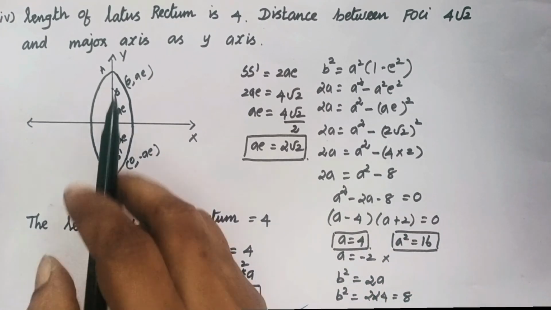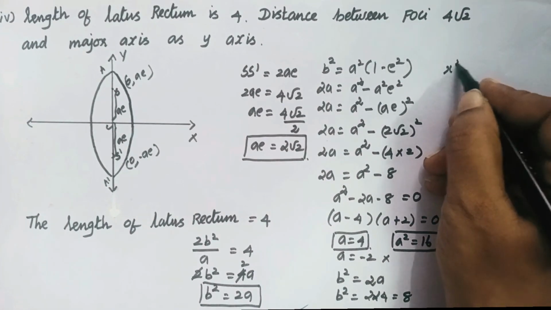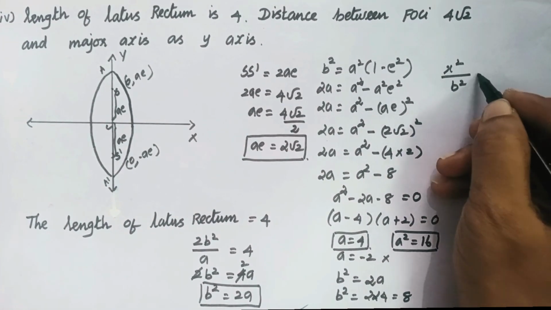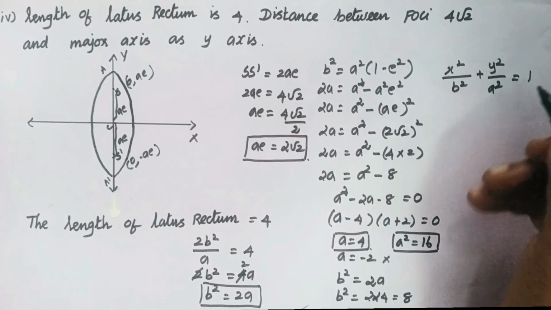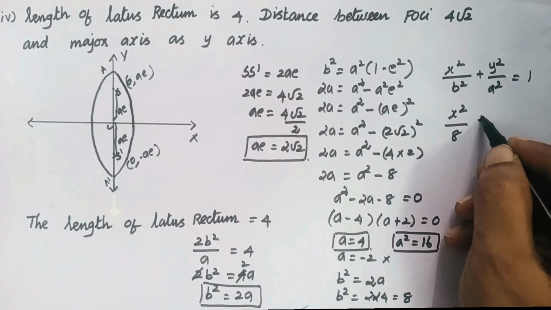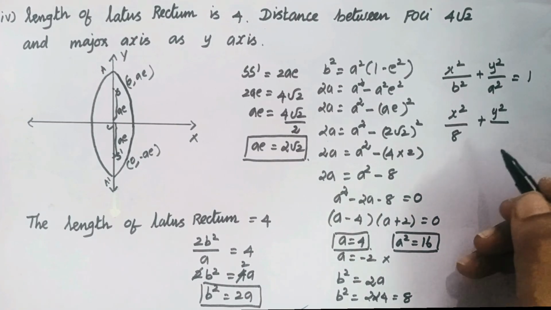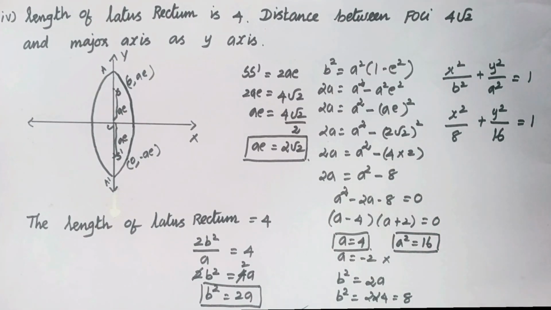So clearly the major axis is the y-axis. Therefore the equation will become x squared by b squared plus y squared by a squared equals 1. Here the b squared value is 8, plus y squared by a squared value 16, equals 1. This is the required equation.